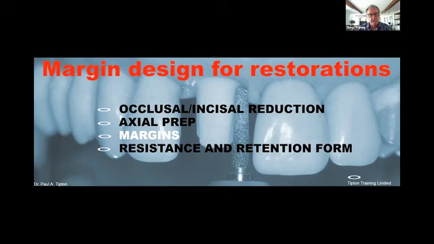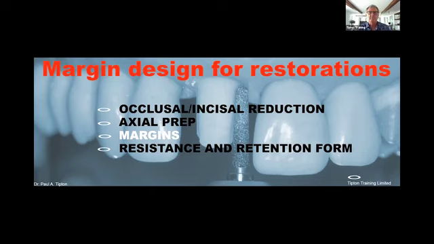If you don't know the end result, then that's called litigation, because you've not gained consent. If you don't know what the end result is, the patient doesn't know what the end result is, then that ends up in a lawsuit. So it's really, really important whenever you're doing anything that you get a diagnostic wax up done so you can see the end result. We then move on to our axial preparations.